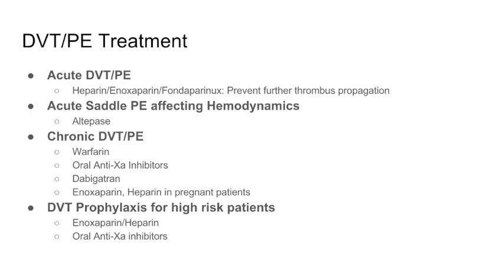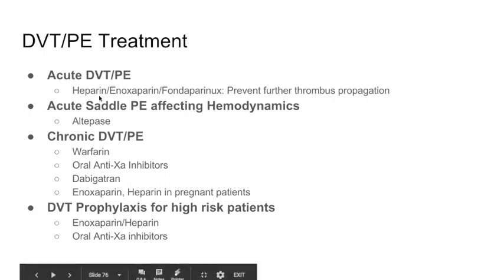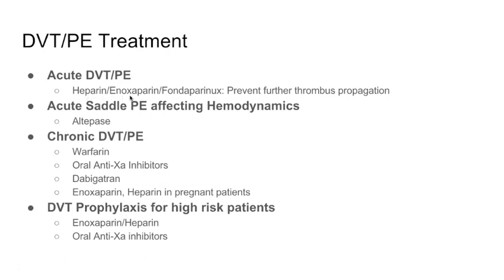Next is treatment for DVT and PE. And again, DVT and PE is a low pressure circuit. So what are we going to use? Are we going to use anticoagulants or antiplatelets? Yes, anticoagulants. If you have an acute DVT, you want to stop the propagation of the thrombus, so you can give them medications that act quickly, so heparin, enoxaparin, or fondaparinux. If you have a PE that's very big, that's affecting the hemodynamics, you can give them alteplase.